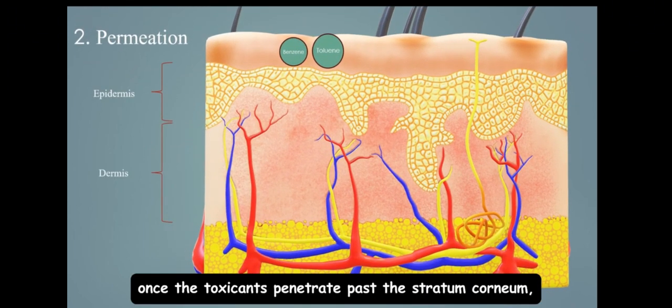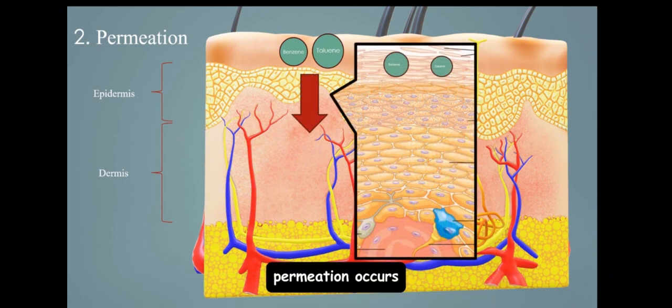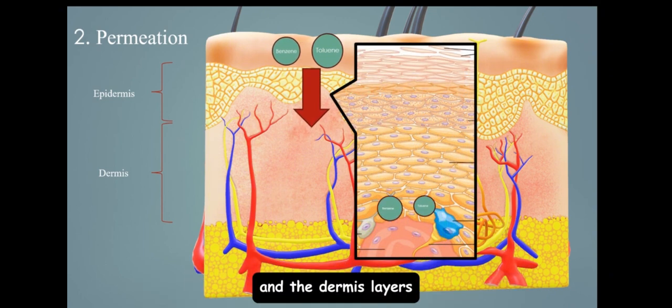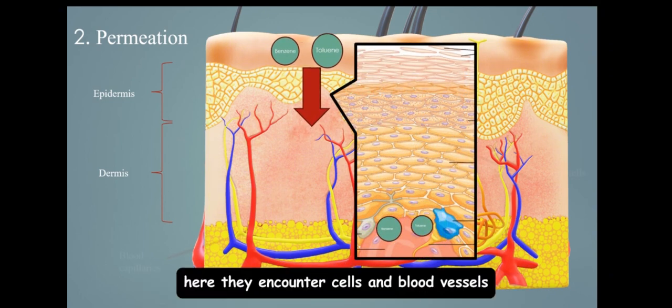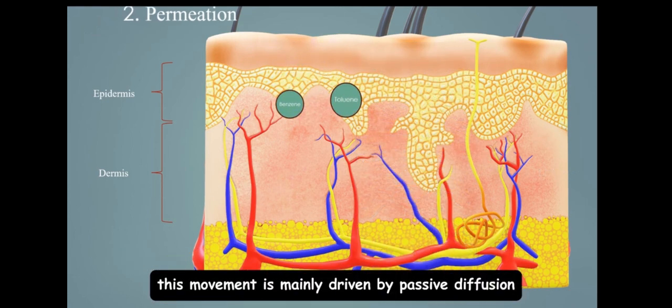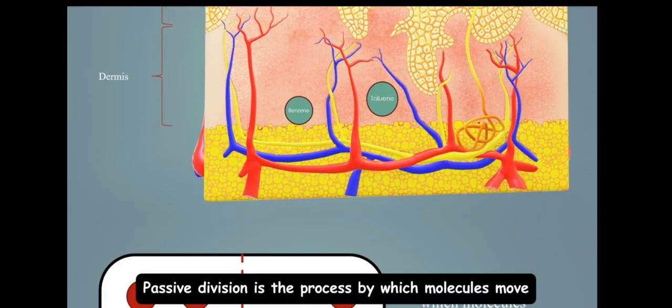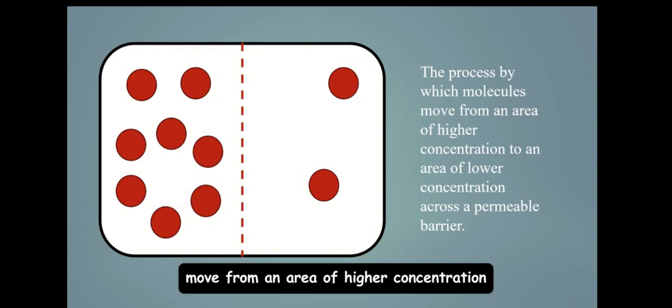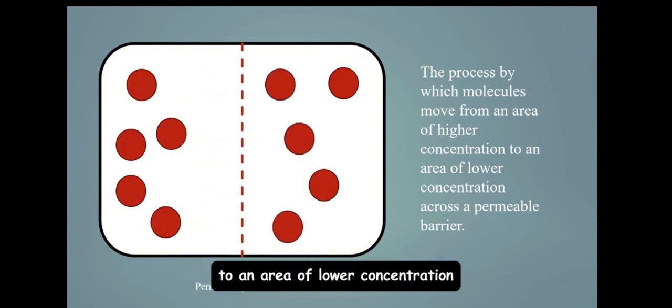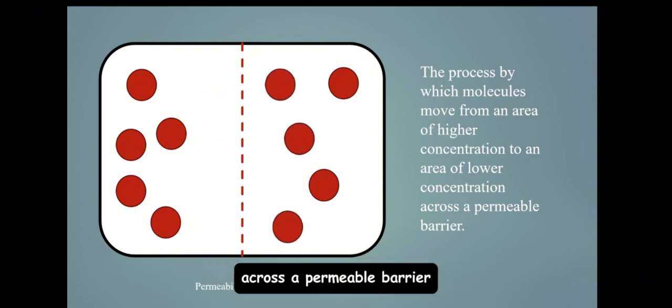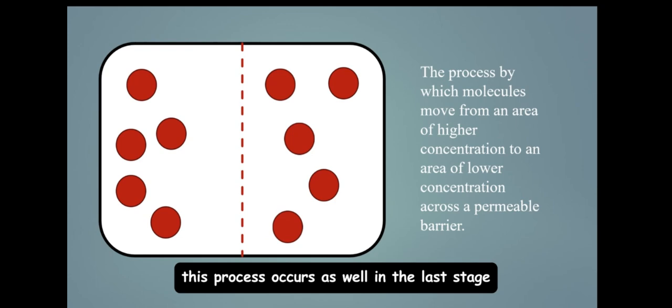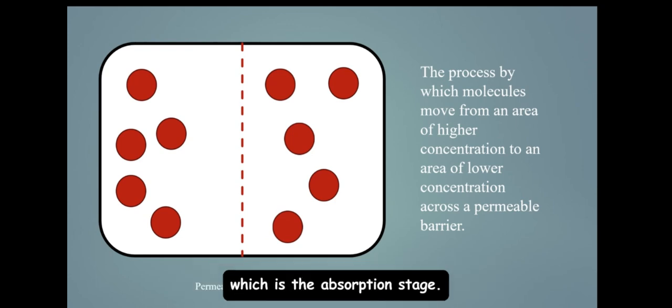Once the toxicants penetrate past the stratum corneum, permeation occurs as toxicants move through the epidermis and the dermis layers. Here, they encounter cells and blood vessels. This movement is mainly driven by passive diffusion. Passive diffusion is the process by which molecules move from an area of higher concentration to an area of lower concentration across a permeable barrier. This process occurs as well in the last stage, which is the absorption stage.